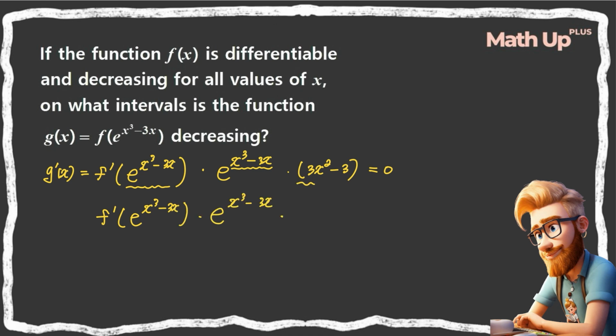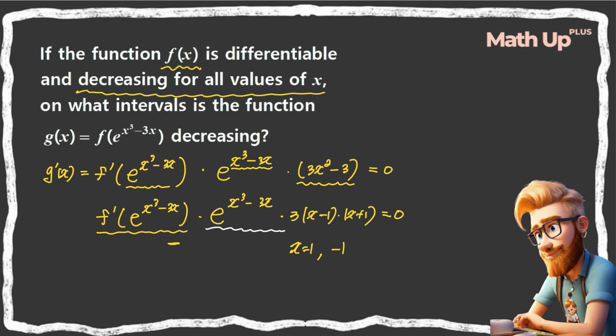If we factor this expression, that's 3 times x minus 1 times x plus 1. So g prime is equal to 0 when x is equal to 1 or x is equal to negative 1. Remember, this exponential function never becomes 0. And this f prime is negative, because f of x is differentiable and decreasing for all values of x. That means the slope, f prime, is always negative.